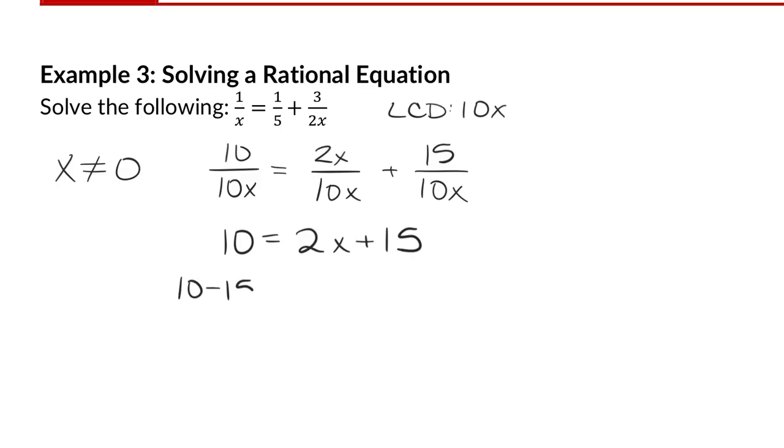You don't have to show me this step if you can do 10 minus 15 in your head, but for a lot of us, we need to see it move and then we'll combine our like terms. But I just drop the 15 on the other side, change the sign. 10 minus 15 is negative 5. Divide by 2x. Again, I don't need to see that division step. If you like to show it because you want to show all of your work for yourself, that's fine. So we get negative 5 over 2 as our potential solution.